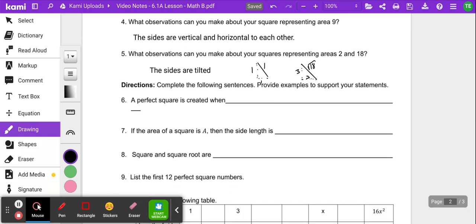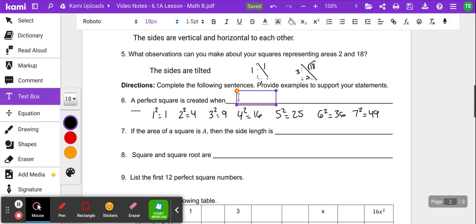So first I want to think of perfect squares. A perfect square is like when I go 1 squared, I get 1. 1 is a perfect square. 2 squared, I get 4. 4 is a perfect square. 3 squared, I get 9. 9 is a perfect square, and so on. 4 squared is 16. 5 squared is 25. 6 squared is 36. 7 squared is 49. Okay, so when we square a whole number, we get a perfect square. So a perfect square is created when you square a whole number.